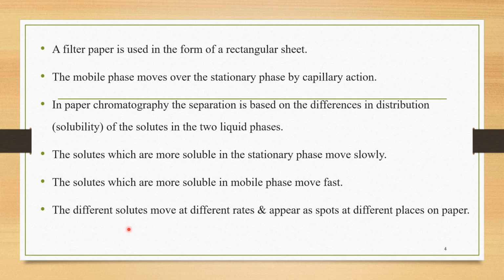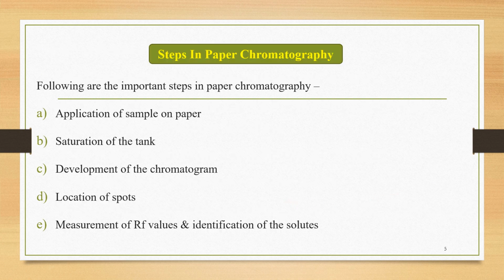So finally, we can say that the solutes present in a particular mixture sample have different rates of distribution or solubility, and that is why they give different spots at different places on the rectangular sheet or filter paper. So this is the principle of the chromatography called paper chromatography.